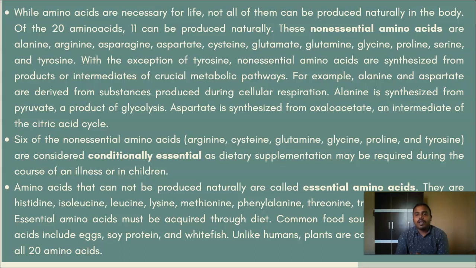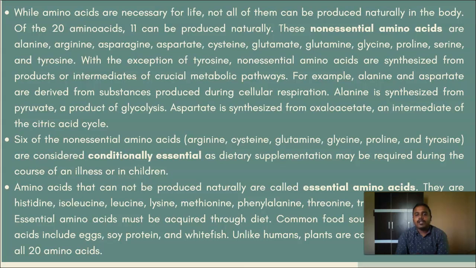For example, alanine and aspartate, we take these 2 amino acids. These 2 amino acids are basically derived from the substances produced during cellular respiration. So whenever our cell undergoes cellular respiration, these two amino acids we are going to synthesize. Specifically, alanine is synthesized from pyruvate. So we know what a pyruvate is, which is a product of the glycolysis pathway. During glycolysis, the final product is pyruvate. From this pyruvate, you are going to synthesize alanine.